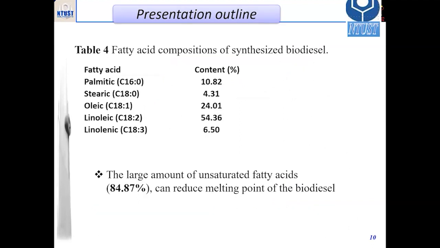Here are the fatty acids synthesized from fresh soybean oil. We found 5 fatty acids, and their composition percentages are displayed. The highest percentage composition was found in the unsaturated fatty acids. The existence of this large amount of unsaturated fatty acids can reduce the melting point of the biodiesel, so it will be effective as diesel.